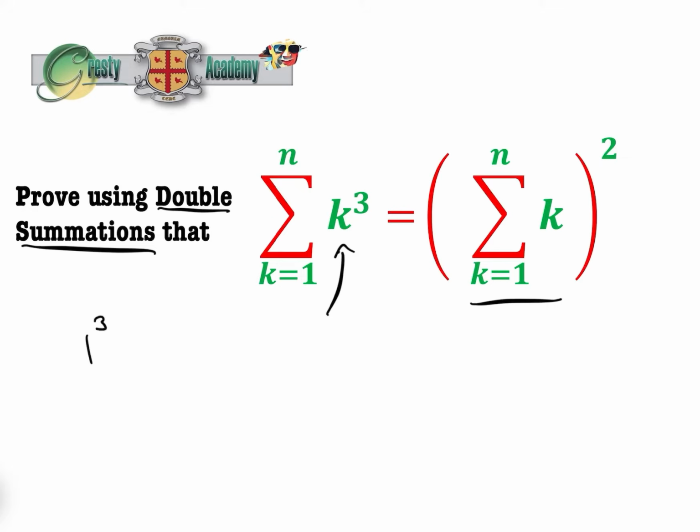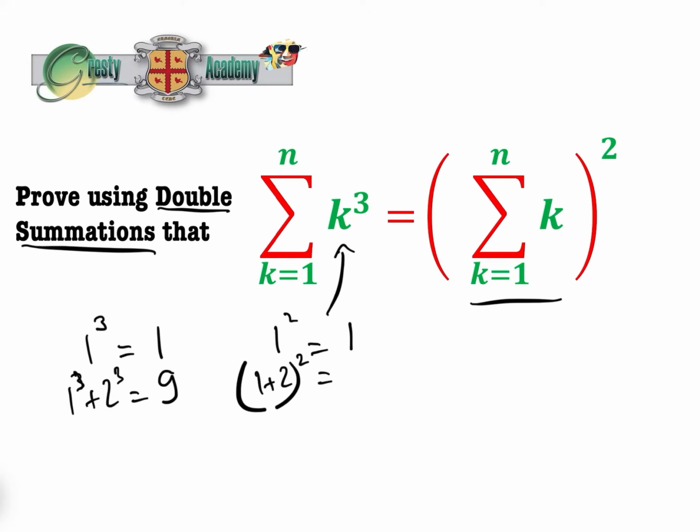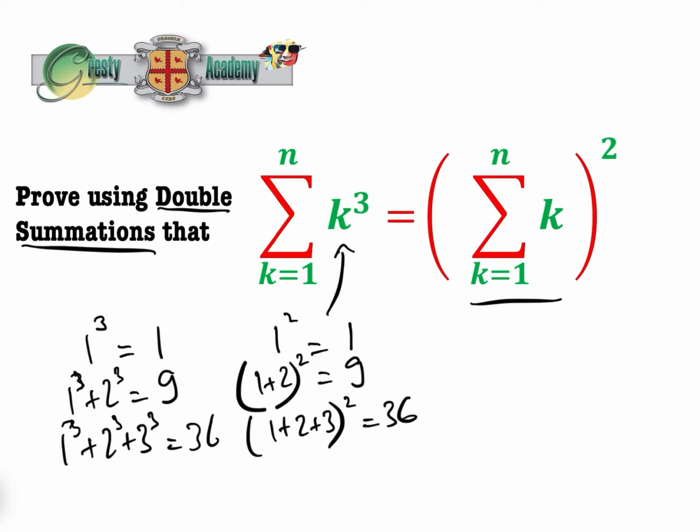If we look at 1 cubed, well, 1 cubed clearly is 1. And if we look at the sum of the first 1 numbers squared, well, it's 1. Let's have a look at 1 cubed add 2 cubed. Well, 1 cubed add 2 cubed is 9. And 1 add 2 squared is 3 squared, which is 9. And if we look at 1 cubed add 2 cubed add 3 cubed, which is 9 add 27, which is 36. That's 1 add 2 add 3 squared, which is 36.